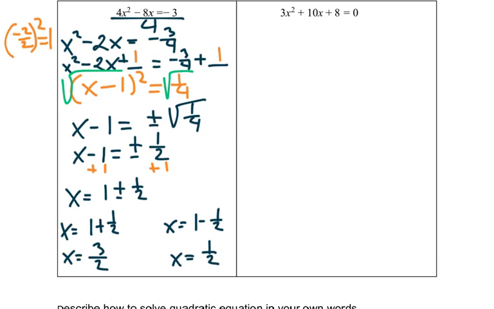All right, the last example. We need to get 8 out of the left side. So we get 3x squared plus 10x is equal to -8. We need to divide everything by 3. We could have done that before we subtracted 8. It doesn't matter. So we get x squared plus 10/3 x.